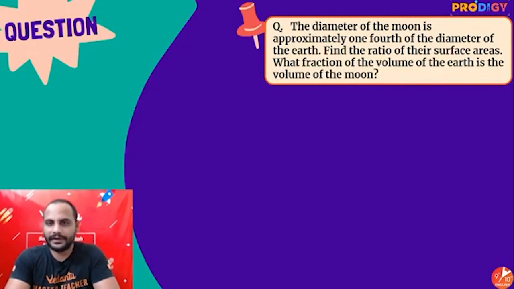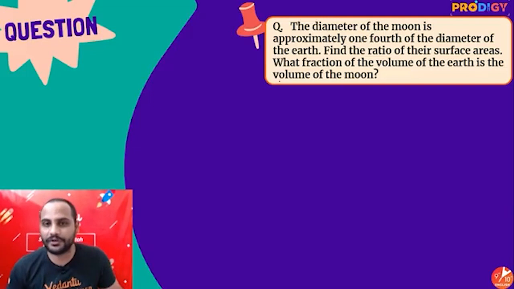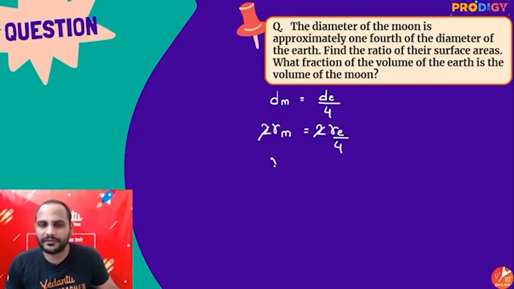Clear? Let's move ahead. The diameter of the moon is approximately 1/4 of the diameter of the earth. That means diameter of the moon is diameter of earth divided by 4. Diameter of moon can be written as twice the radius of the moon, equal to 2 times radius of the earth by 4. So you'll get to know that the radius of the moon also is 1/4 of the radius of the earth.